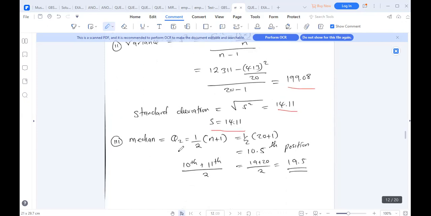The median is half of n plus 1. So we have 20 observations. 20 plus 1, we get 21. 21 divided by 2 is 10.5. Now 10.5 means you get the 10th and the 11th divided by 2.